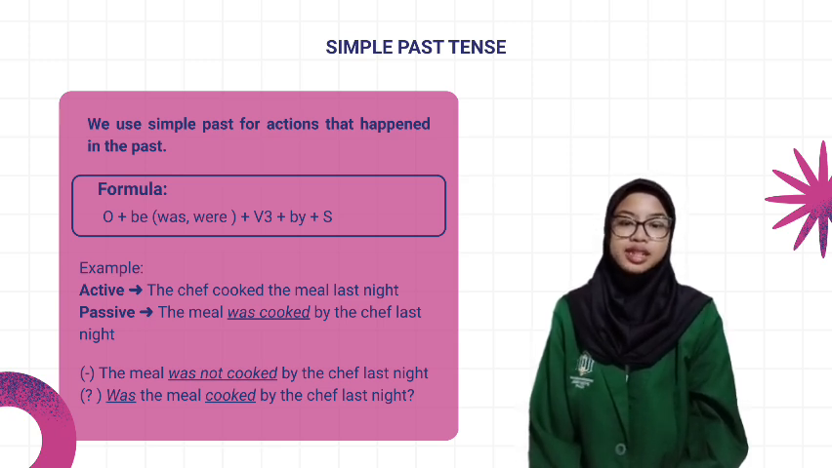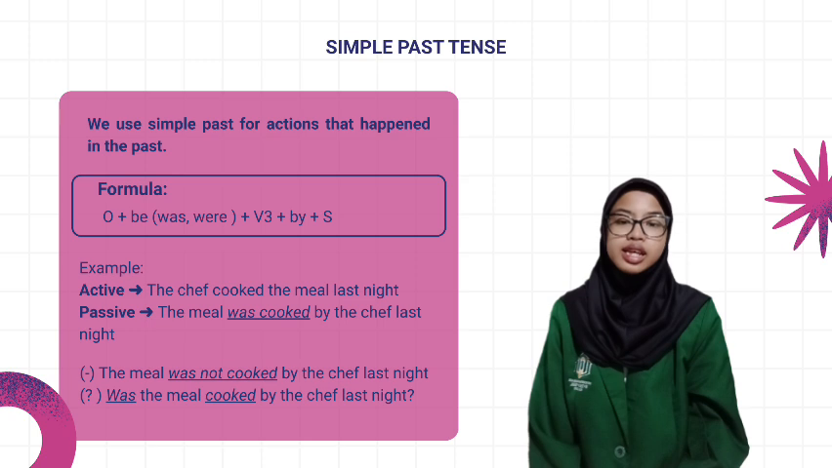For example, active sentence: the chef cooked the meal last night. Passivnya: the meal was cooked by the chef last night. Because the action happened in the past, we use was or were. Negatifnya: the meal was not cooked by the chef last night. Interrogative: was the meal cooked by the chef last night?